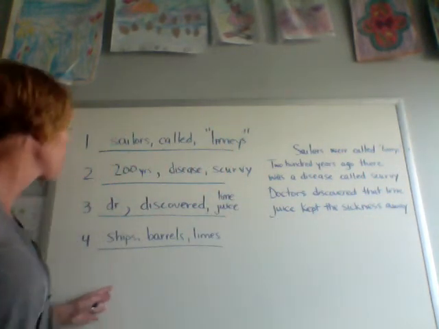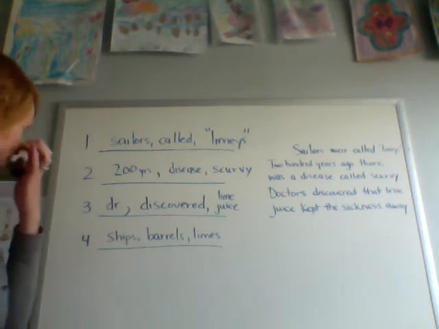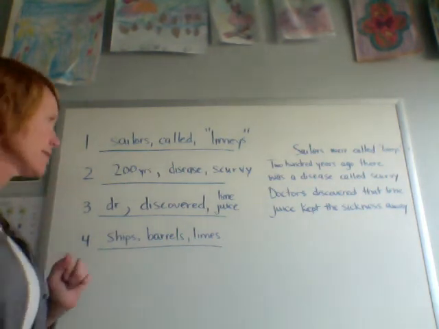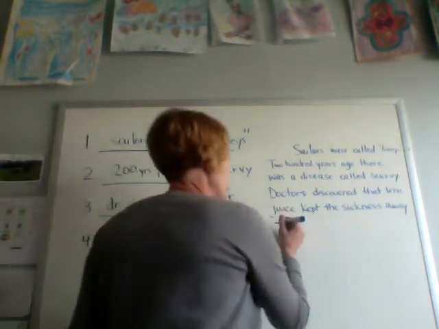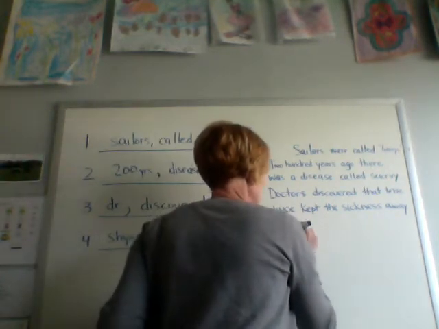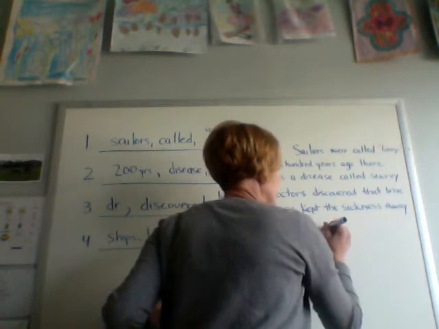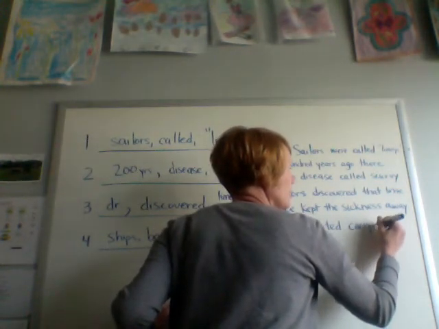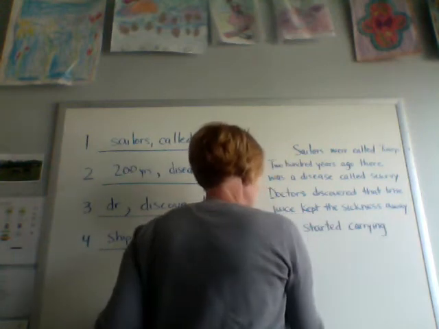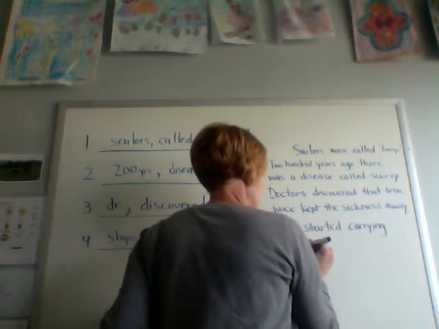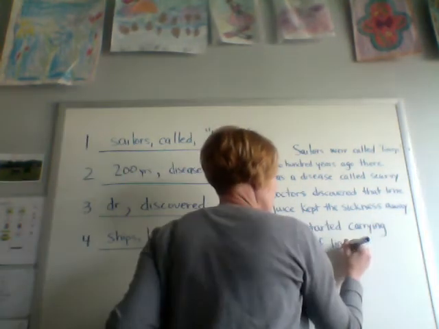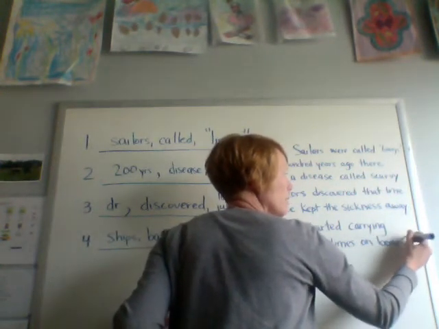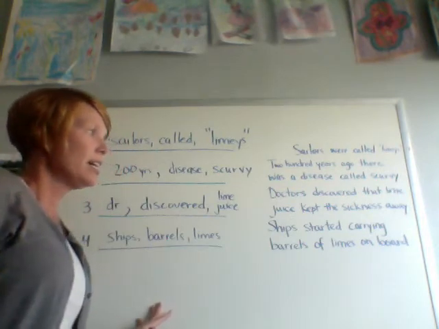All right, last sentence. Ships started bringing barrels of limes. Great. Ships. Where do they bring them? On their ships. Could we say started carrying? Yeah. Great. Barrels of limes on board. Okay?